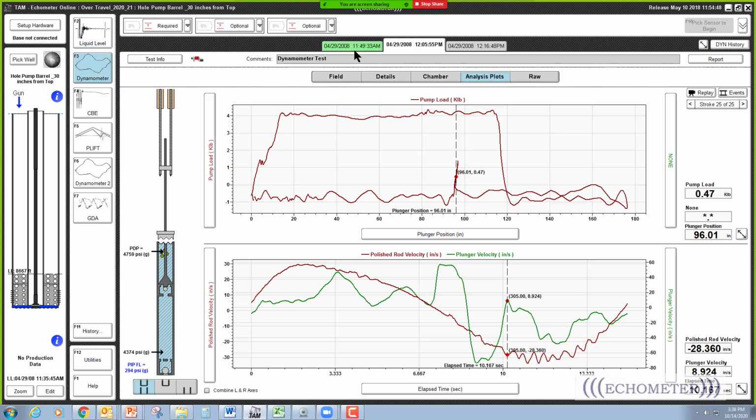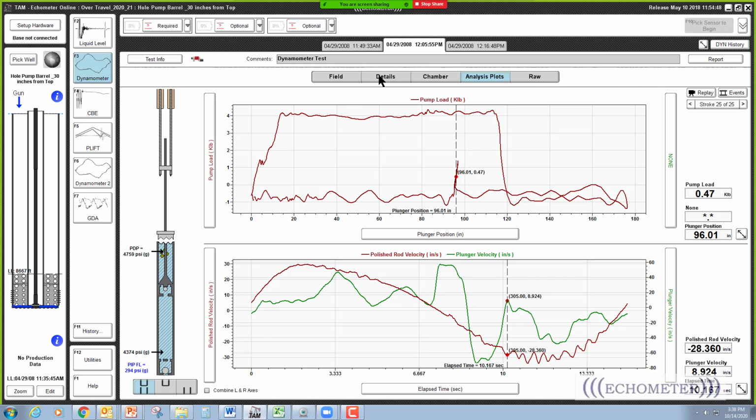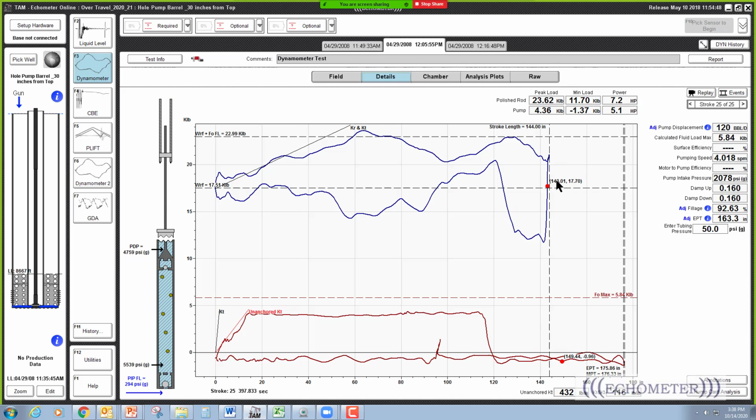If we look back at the surface stroke and the pump stroke, the surface stroke length is 144 inches. The pump stroke, the maximum plunger travel, is 176. So that's 32 inches of over travel for this well.